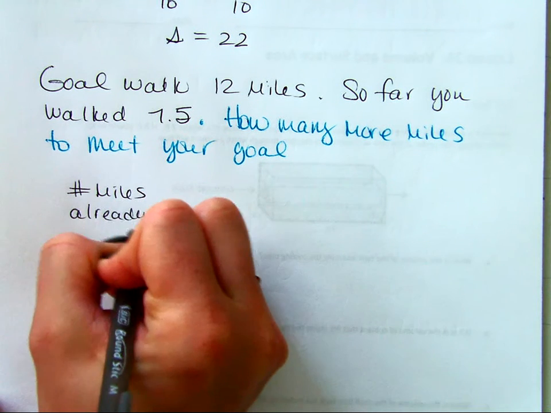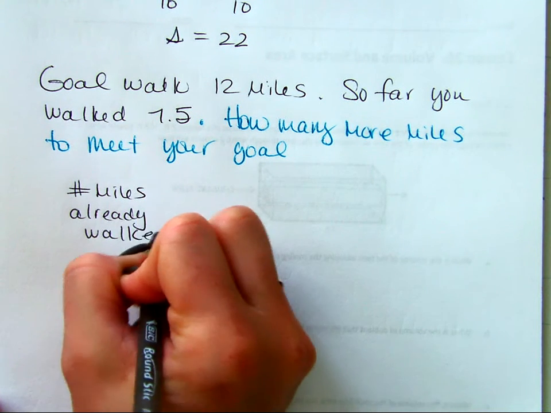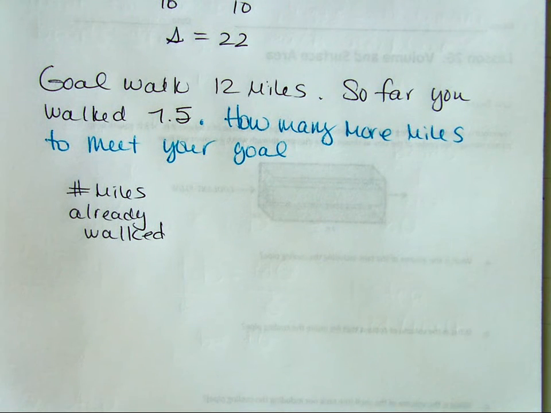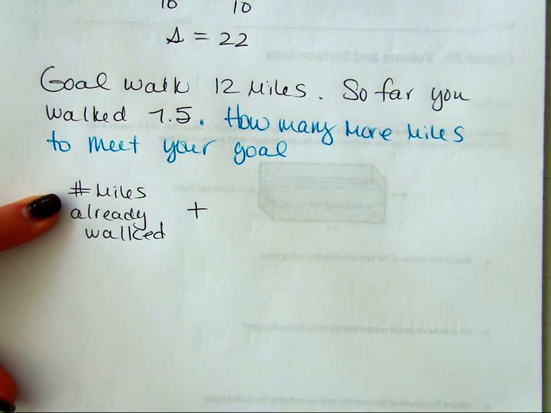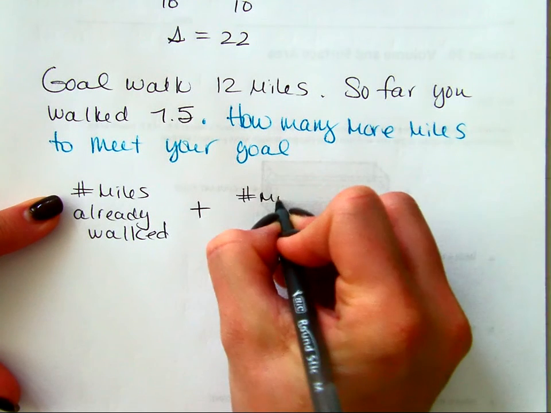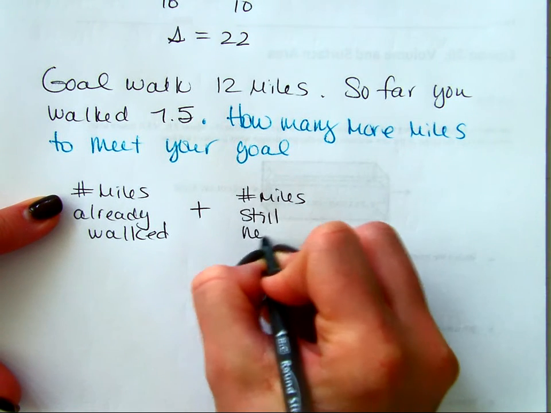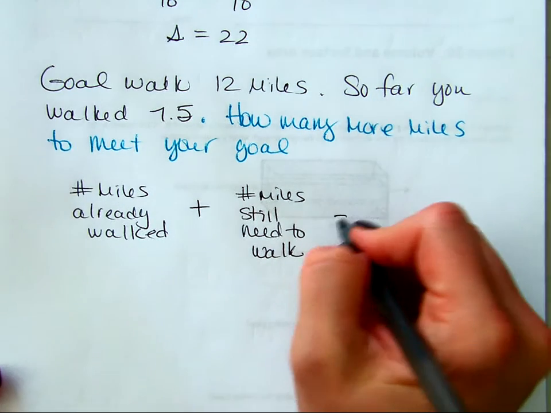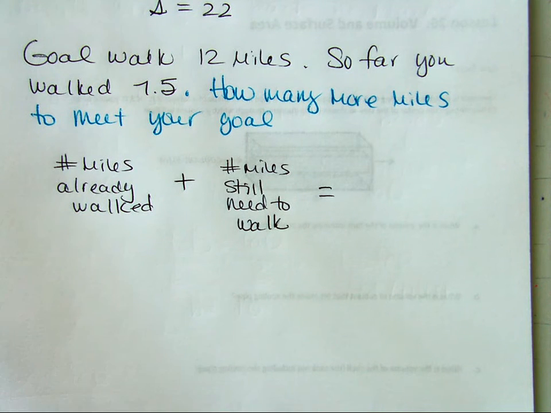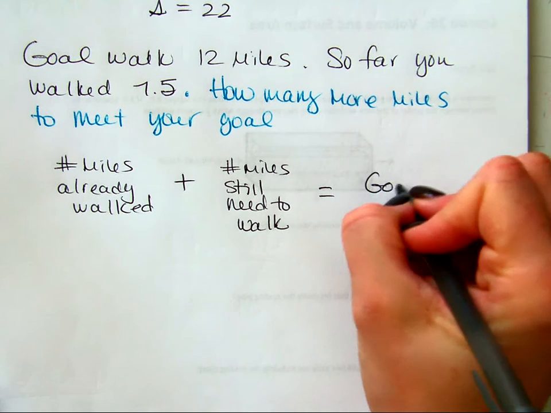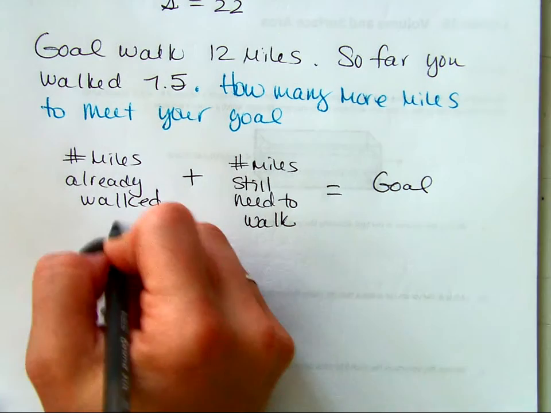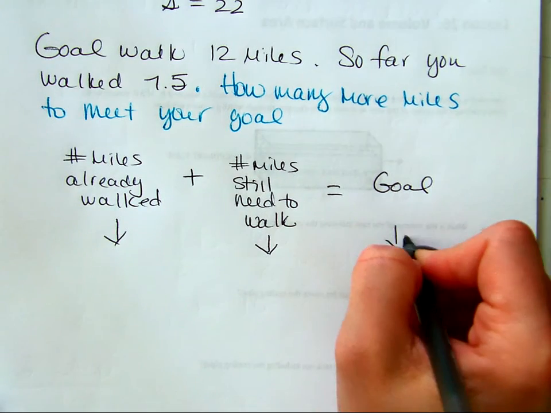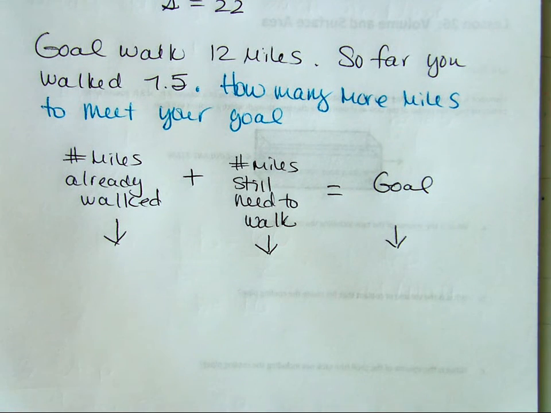Okay? So first of all, by the way, what operation did you use to get your answer? Subtraction. So that means it must be what kind of an equation? Addition. And what am I adding? The miles that you already walked to, yes, the number of miles that you still need to walk. And when I add those two amounts together, it should equal my goal, right? There's your verbal model. If you like the verbal model, use it. If you're able to come up with an equation without having to write that, that's totally okay.